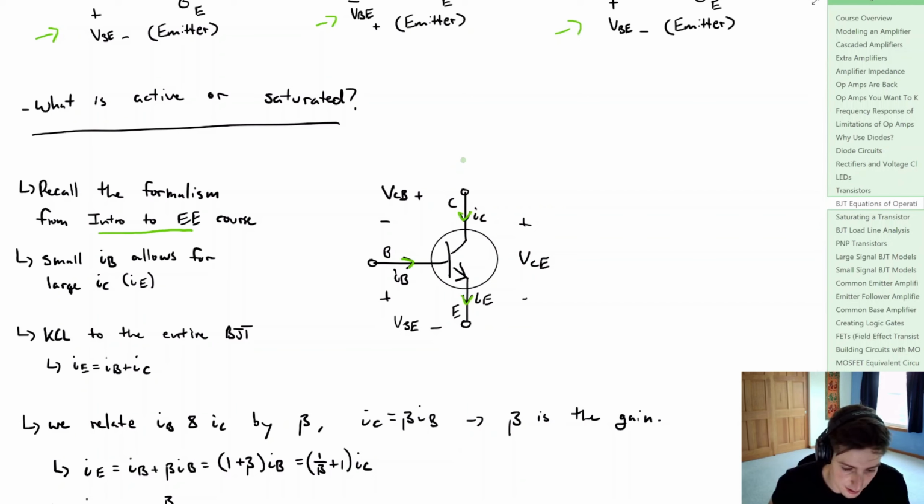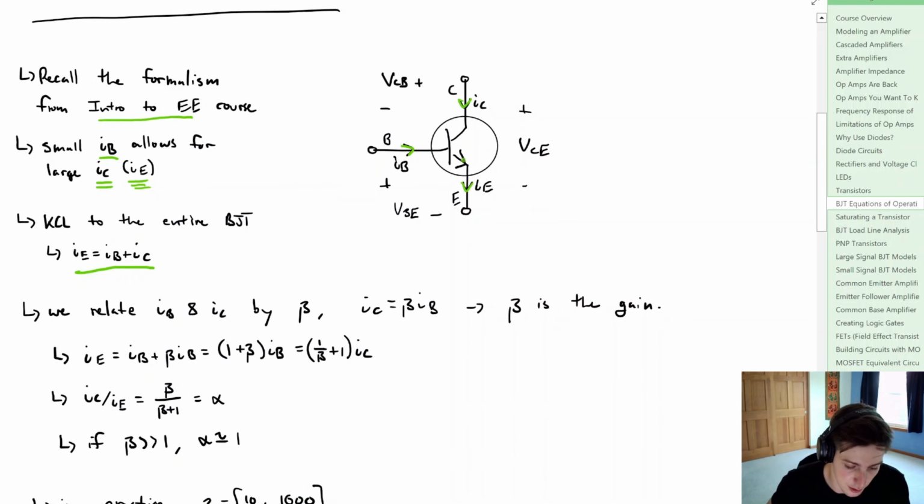What we understood was that for some small base current going base to emitter, it allows for a large collector current, which kind of gets grouped into the emitter current. Now what we can say is that the emitter current is equal to the base current plus the collector current. And we're going to relate the base current and collector current by this value called beta, such that the collector current is equal to beta times the base current, and we define beta as the gain.